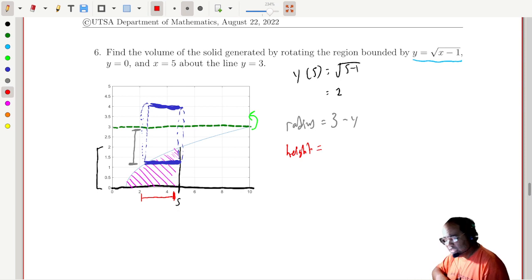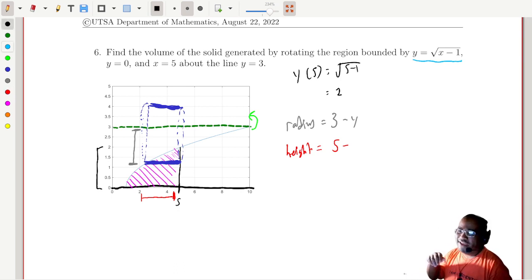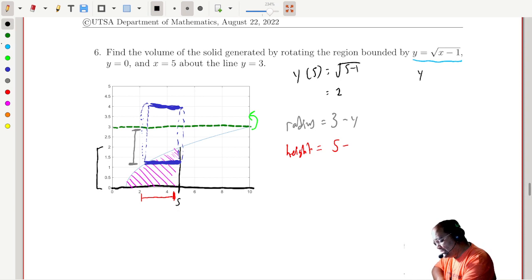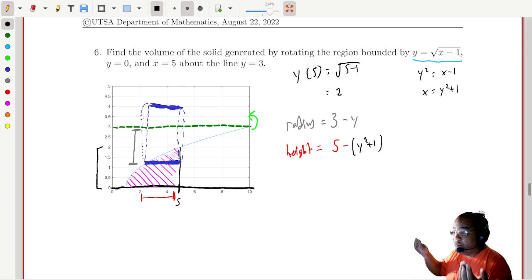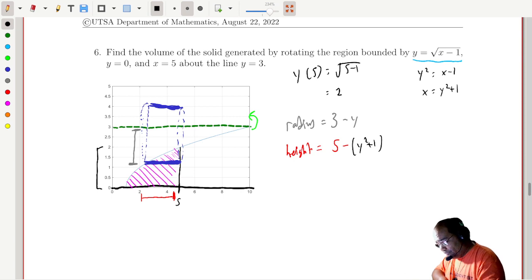Once again, right minus left. The right boundary is x equals 5. And the left boundary is going to be x equals what? Oh, we didn't do the important thing. We didn't solve this for x. So we square both sides and add 1. That forms our left boundary, y squared plus 1. Now we've got everything we need to build our integral.